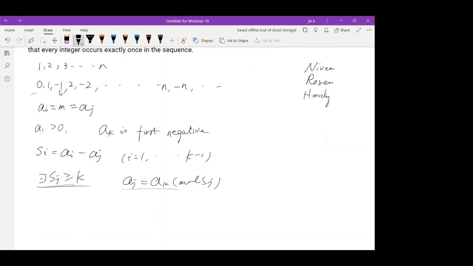So 0 needs to occur. And next, how do we show that any number should occur? For this one, if we want to prove that for any m, m occurs, then you could just subtract every term by m. With what we proved earlier, the new sequence should have 0. That means the old sequence should have m, and then this one's done.